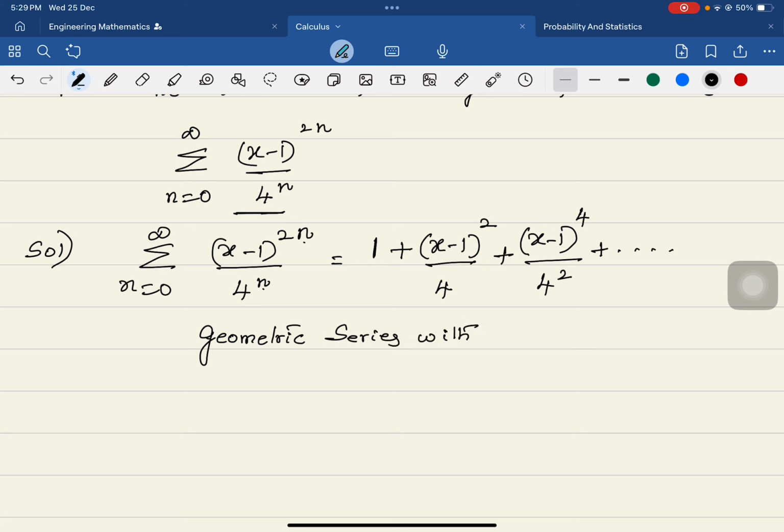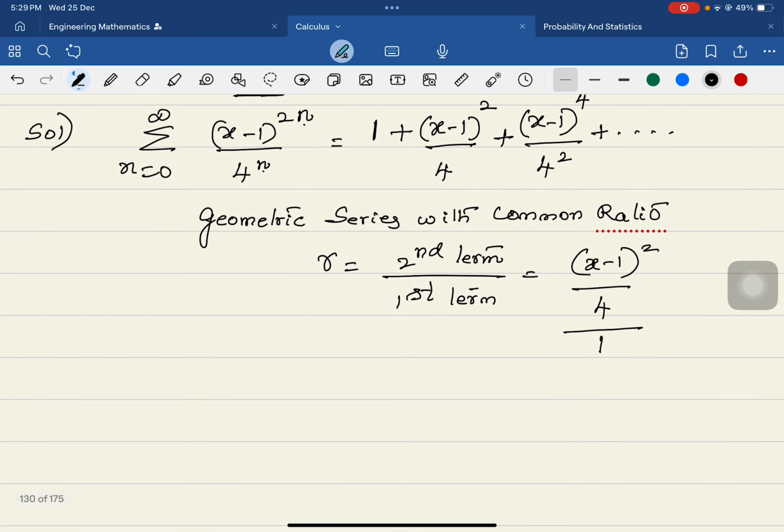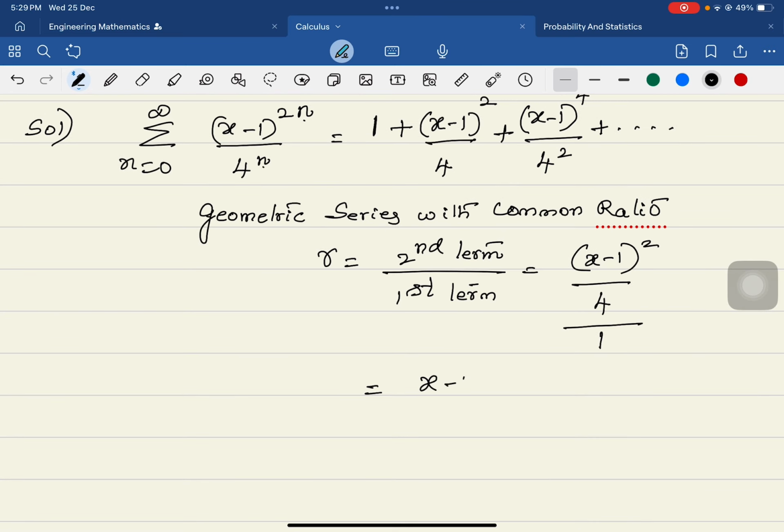The common ratio r is given by, what is the common ratio? Second term by first term. What is the second term here? (x minus 1) the whole square by 4. This is the second term by the first term. When the denominator is 1, there is nothing to write. So (x minus 1) the whole square by 4 is your common ratio.